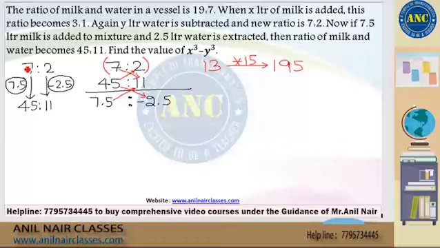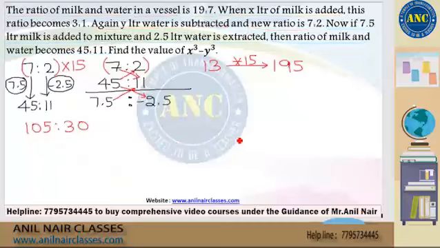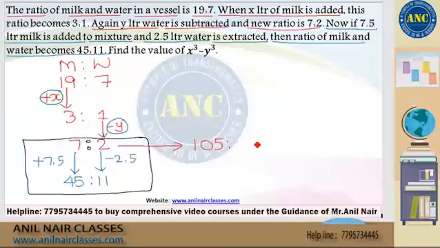In simple language, if I multiply by 15, this becomes 15 into 7, which is 105, and 15 into 2, which is 30. Now I believe it is clear for you people, right? Now, can I say this value is actually nothing but 105 to how much? It is 30. 105:30 is the actual value.